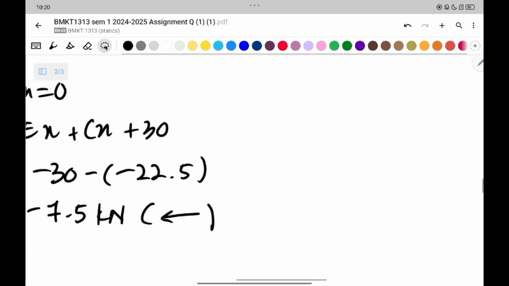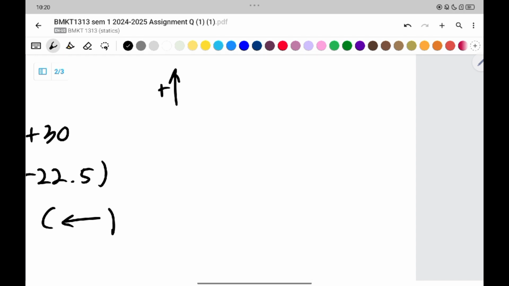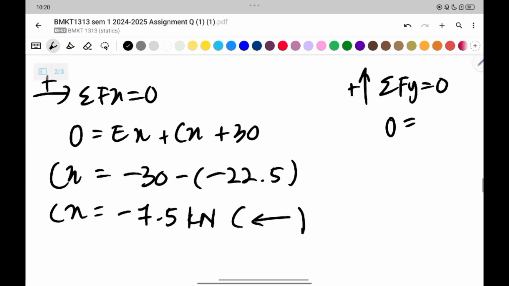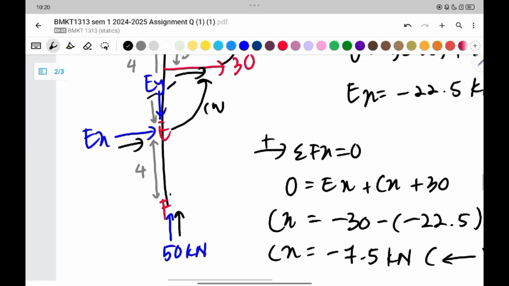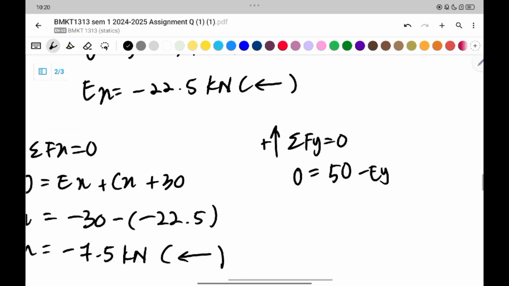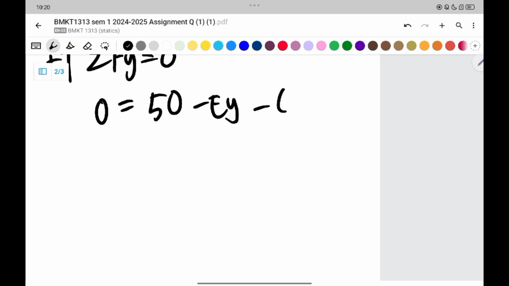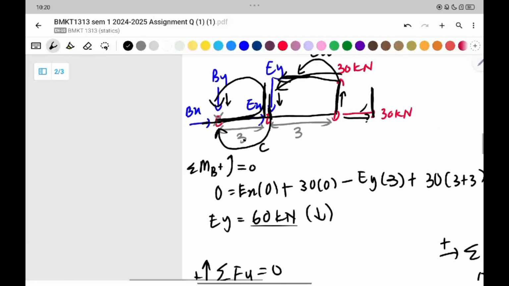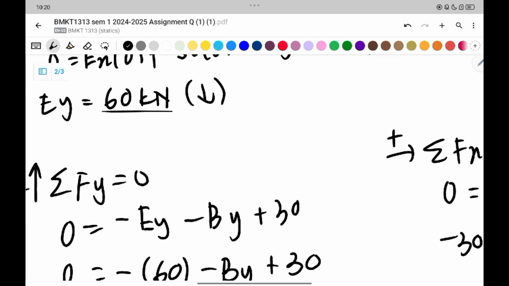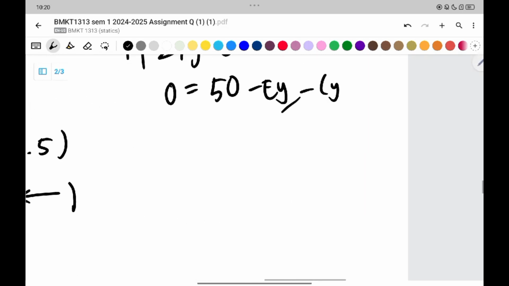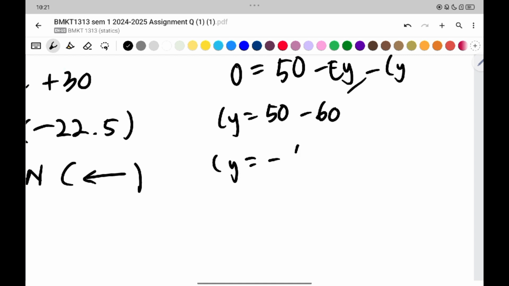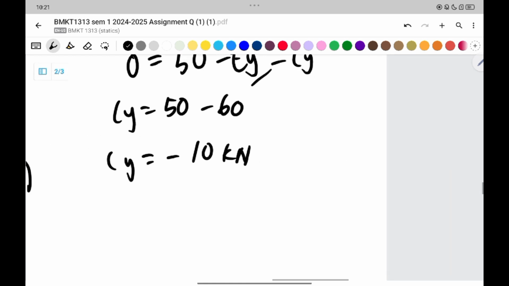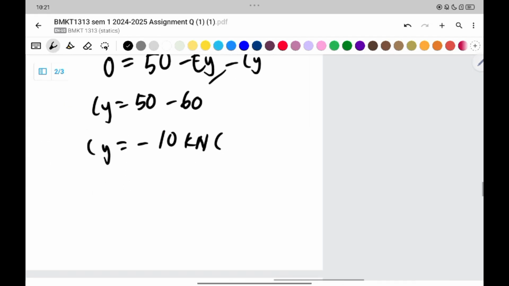Next, we already found the CX. Now we need to find the Y. Acting upward is positive. The value of Fy equal to 0. 0 equal to, we know 15 acting upward is positive. We also know EY acting downward is negative. And also CY acting downward is also negative. Also, we already know the value of EY, which is here. EY is 16, acting downward. Thus, we can put it here. 0 equals 15 minus 16 minus CY. CY equals negative 10 kilonewton. So it's positive, it's acting upward.